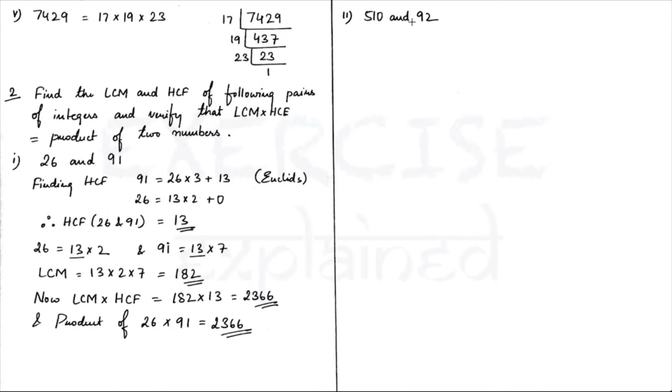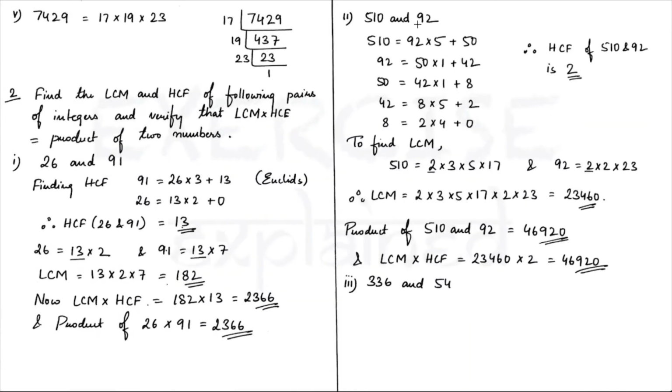Now getting into the next question of our NCERT textbook, 510 and 92. So what happens here is, again I find the HCF by Euclid's. So I write 510 is equal to 92 into 5, that gives me 460. So I subtract 460 from 510, I get it as 50 here.